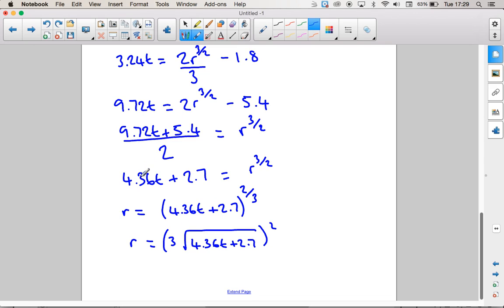I've written this as 3/6. I've just read it off my calculator wrong. It's 8/6. So cube root of 4.86t plus 2.7 all squared.